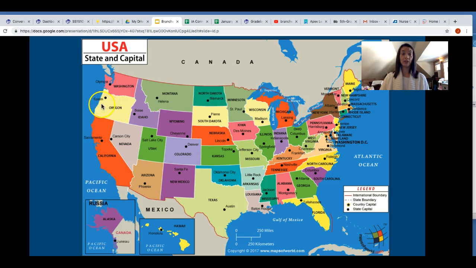We can do a few others. Here's Oregon, right beneath Washington. The capital is Salem. Maybe some of you guys have even been there before. And then who's ever been to California? I have. Okay, and the capital of California is Sacramento. Okay, so state governments headquarters are located in the capitals.